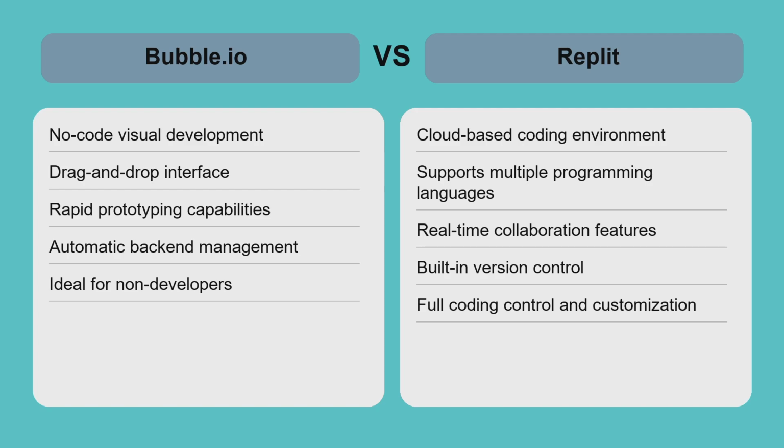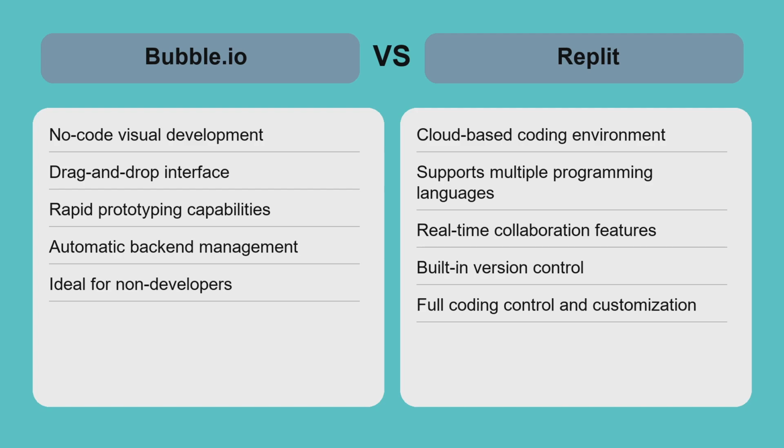For example, a non-technical entrepreneur can build a marketplace on Bubble.io fast, while a developer team can build a complex API-driven app on Replit. Trade-offs include ease of use versus coding freedom, and visual design versus programming depth.